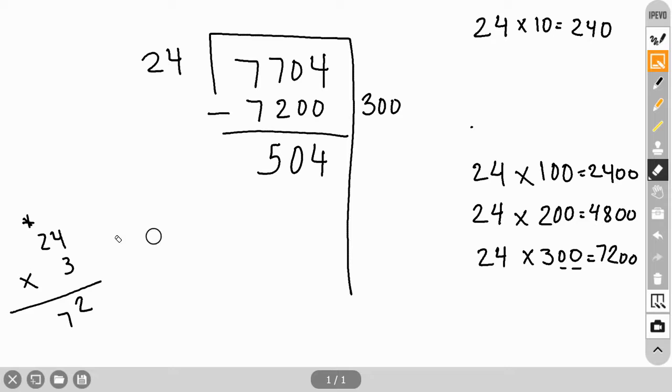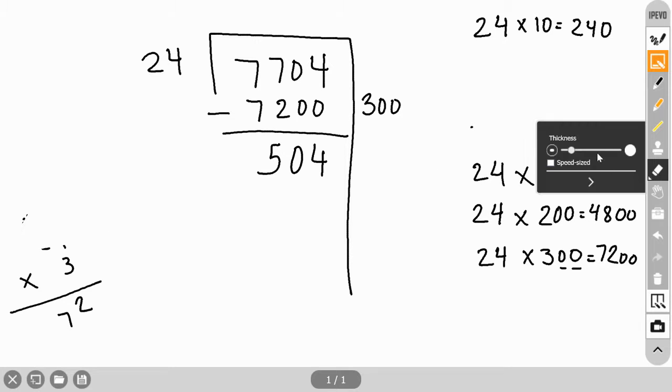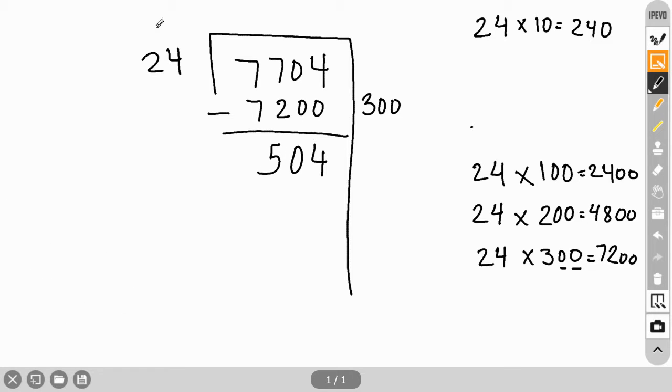Well, now we are trying to divide 504, not done yet, right? 504 is still bigger than 24, so I can still keep on going. Now I'm going to go back to here because 24 times 100 is way too much now. Can I do 24 times 10? Okay, I can. But I am thinking about this now. Look, 24 times 20. We already did 24 times 2 here, 48.